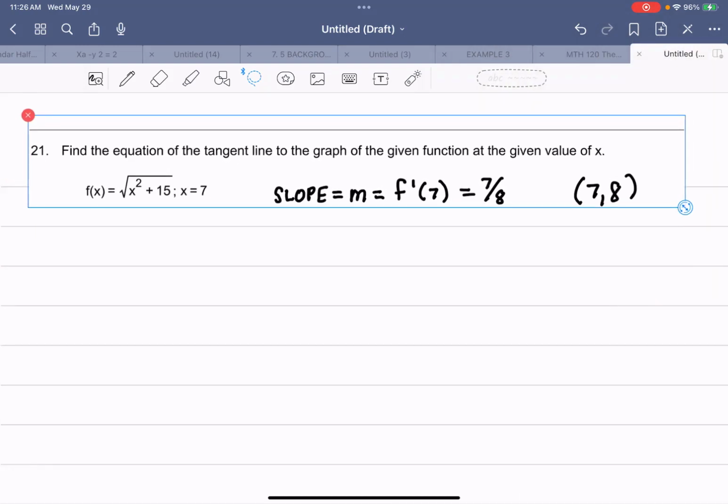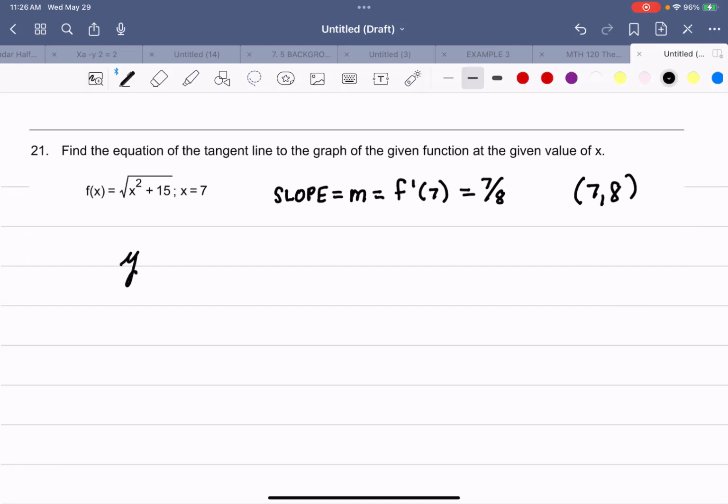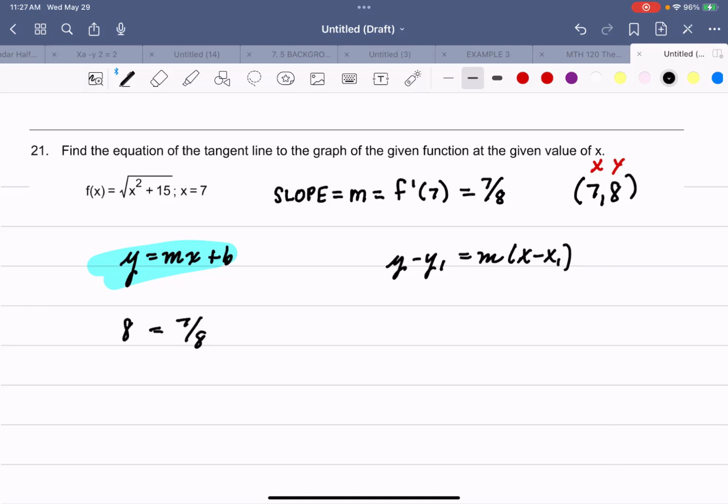Now, how do you write the equation of a line? Well, two choices. y equals mx plus b, or y minus y1 equals m times x minus x1. But your final answer has to be in this format, y equals. So I'm going to go with that one. I have y of 8. Here's x. Here's y. I have an m of 7/8 times x, which is 7, plus b.